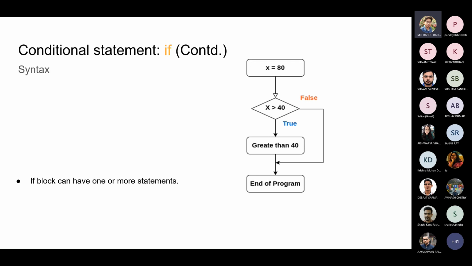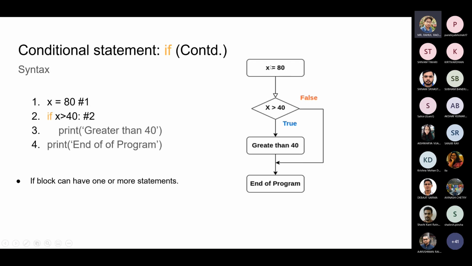The first line of the program is x equal to 80. Then the second line is a decision statement, x greater than or equal to 40. If this decision is true, it will go to the next statement, greater than 40. Otherwise, if it is false, it will directly come to the last statement, end of the program. An if block can have one or more statements, as we'll see in the consecutive example. We will spend 1 minute here to understand this better.